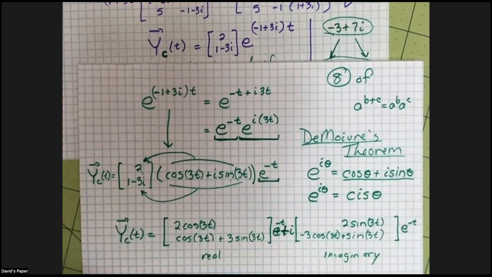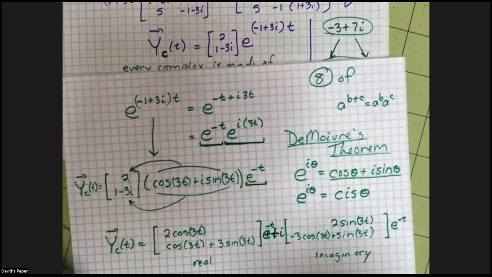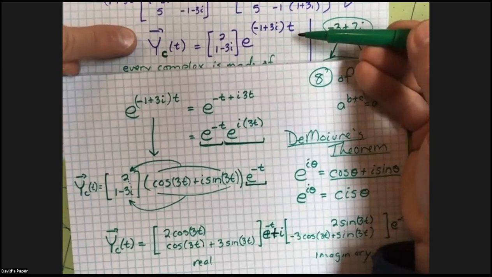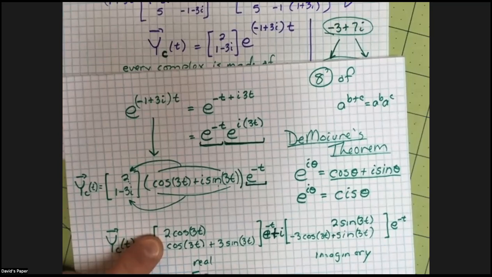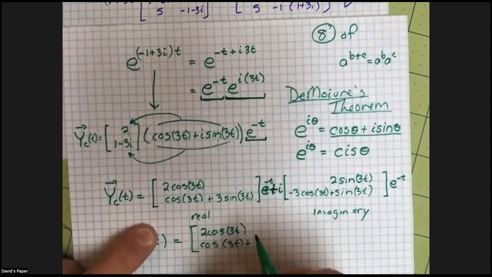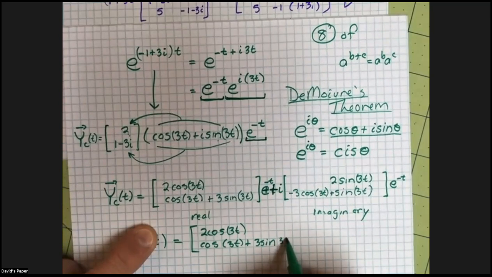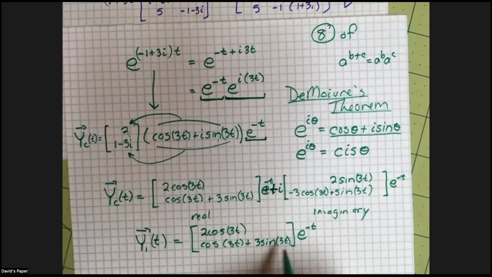Okay, do you see what you've accomplished? I'm going to have to move my paper up. But what I've done is I've split this complex function into two real functions. y1 is 2 cos 3t plus cos 3t... sorry, 2 cos 3t plus 3 sine 3t, both of them times e to the minus t. I could put the e to the minus t inside. Maybe I will in a second.